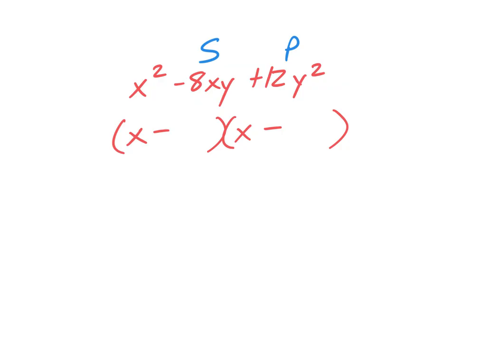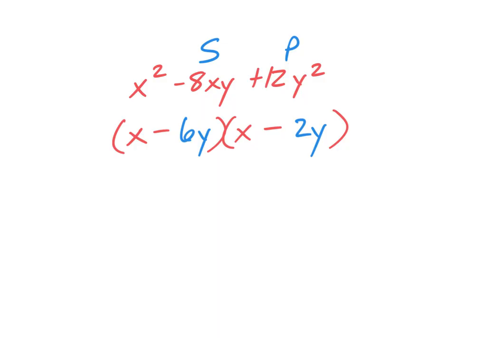Still looking for the numbers again. 6 and 2, okay? And the only difference on this one is we're going to put a y on both of them, because negative 6y times negative 2y is positive 12y squared.